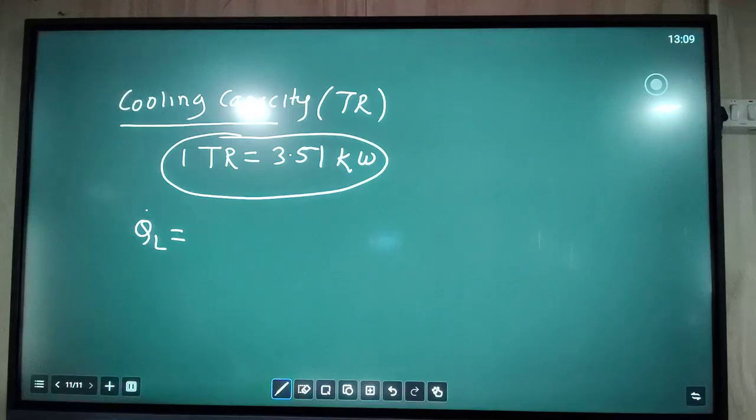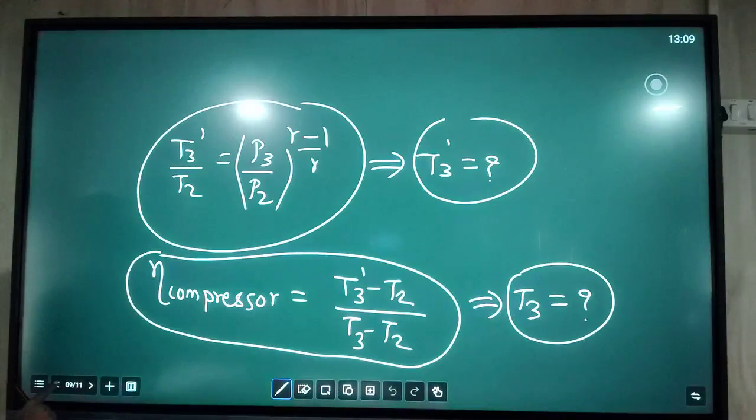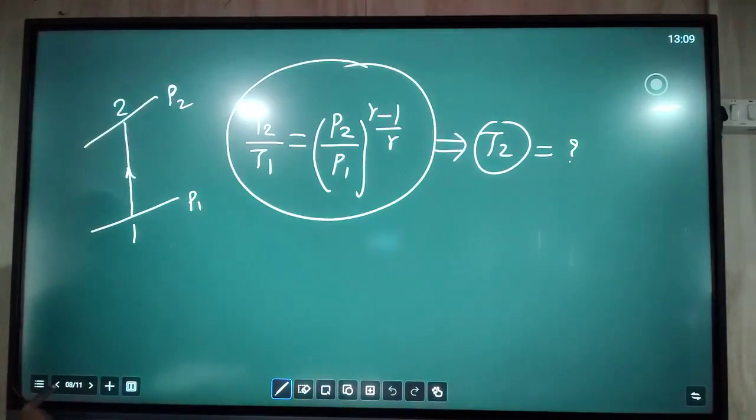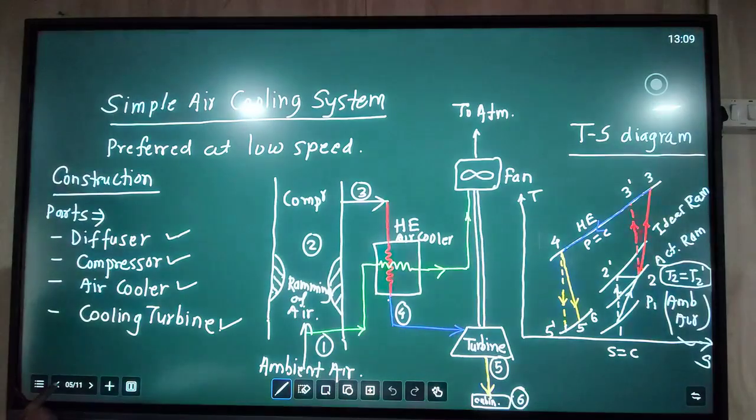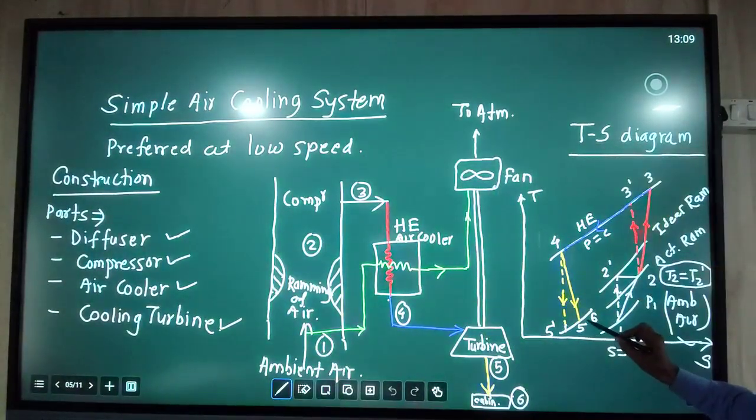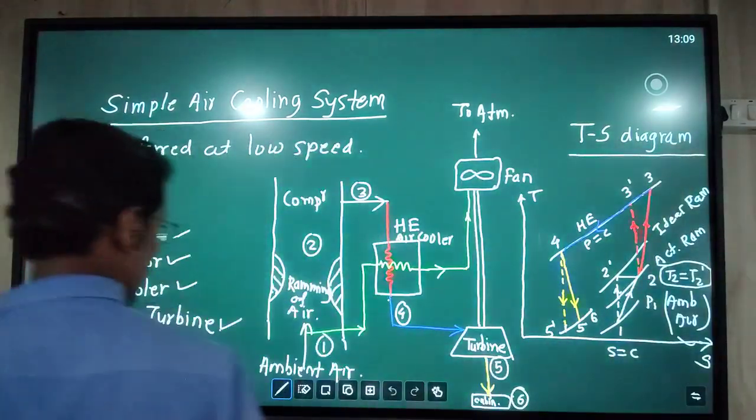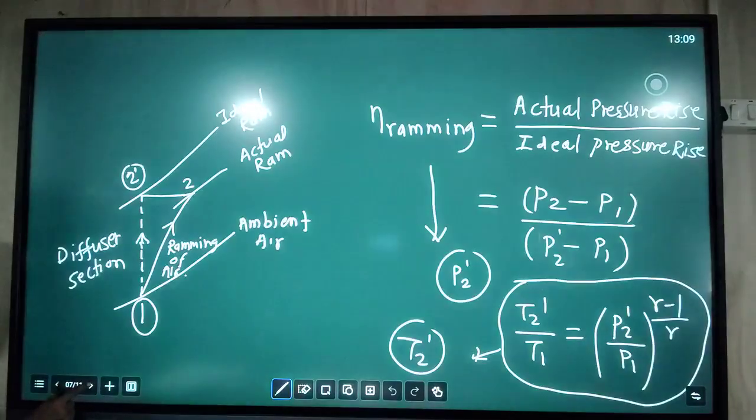Now this process we have seen in the diagram. If you see the main diagram, this is the process. This is the exit of the turbine. This air is passing to the cabin. During this journey, whatever heat load is carried by the air is called the cooling load. So for the 5 to 6 process, we have to write the formula.